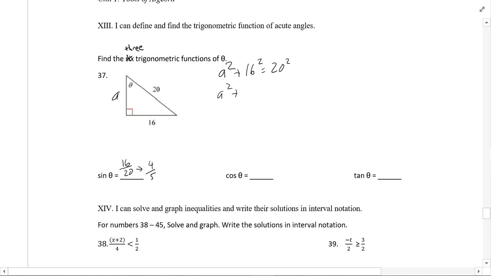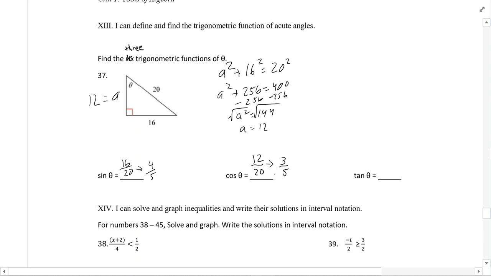So a squared plus 256 equals 400. You're going to subtract 256 from both sides. You're going to get a squared equals 144. But we want a, not a squared, so a equals 12. So that means that my side over here is 12, or my adjacent. So for cosine, I have adjacent over hypotenuse, which is going to give me 12 over 20, which I can simplify here if I divide them both by 4 into 3/5.